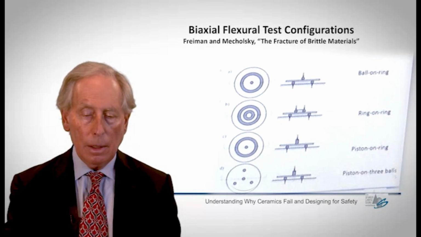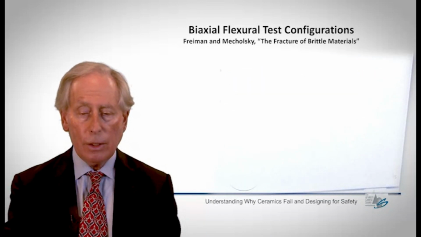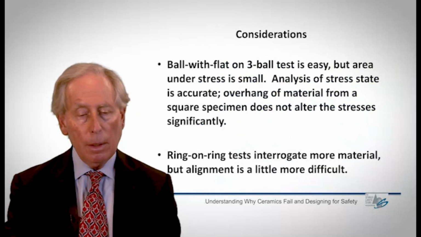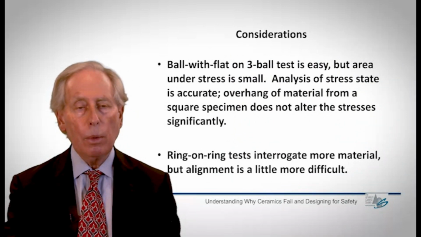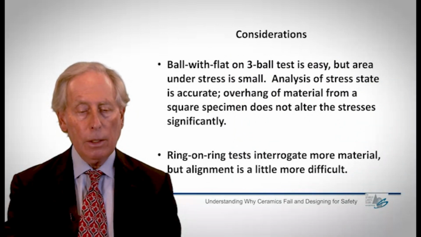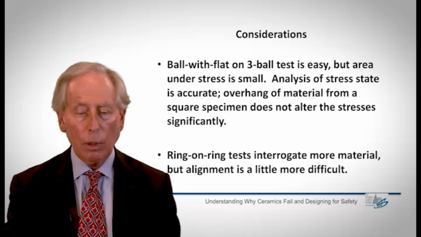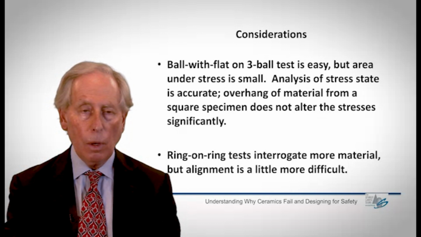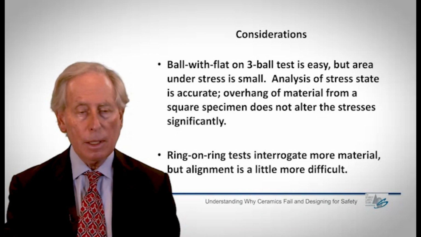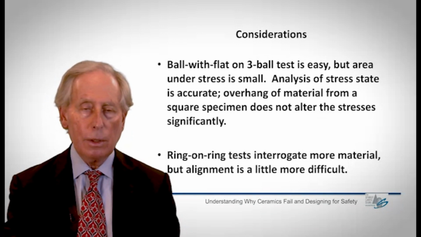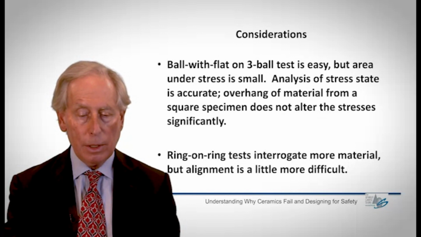There are considerations to think about. The one that's tested a fair amount, a ball with a flat on a three-ball test, is easy. In other words, you put a ball in the center, but the area under stress under that center ball is small, the analysis of the stress state is accurate, and you don't have to worry about overhang. That's important. People always ask that question: do you worry about the overhang of material? That seems to make a very minute difference to the analysis of the strength of the material.